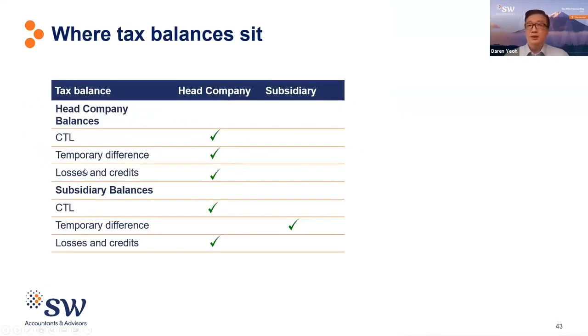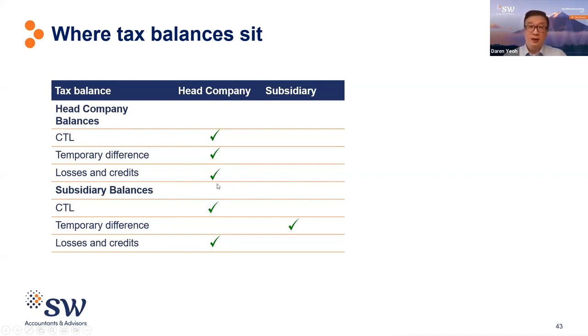So under UIG 1052, when you're doing the calculations for the head company, it will recognize its own current tax liability. It will recognize its own deferred tax asset and liability for its temporary differences, and it will recognize its own deferred tax asset for its tax losses and tax credit.